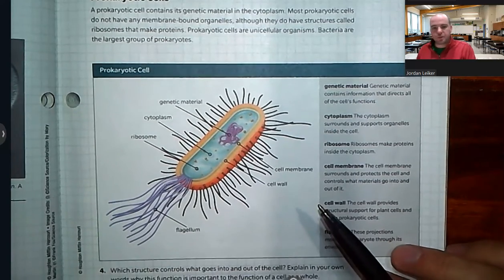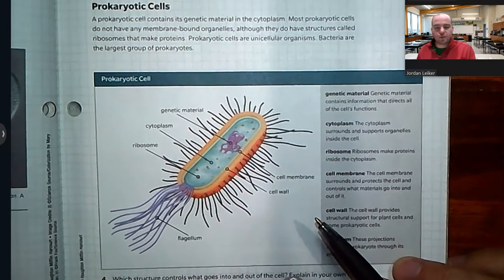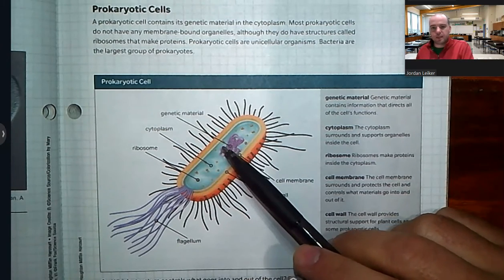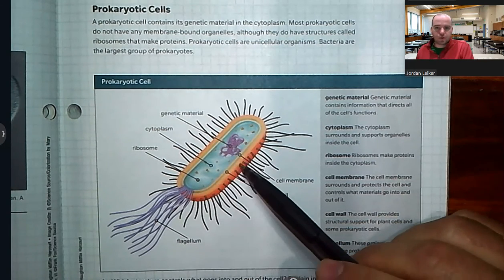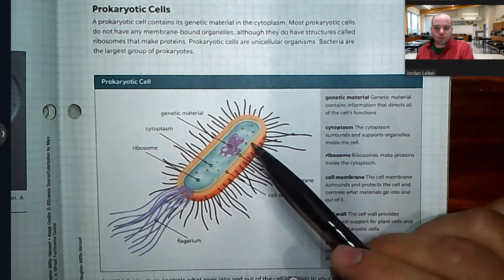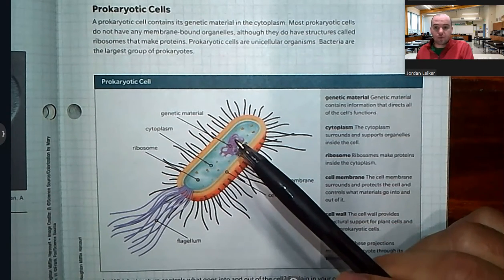So the genetic material is found in the nucleus of eukaryotic cells. But in prokaryotic cells, since they don't have a nucleus, it just kind of floats in the middle. Now this picture of a prokaryotic cell here, a prokaryotic cell does not always have to have all of these structures. Okay, and it usually does not have all of these structures.